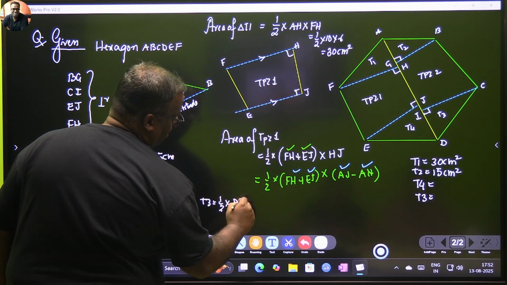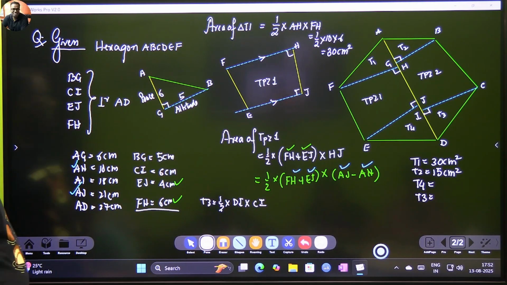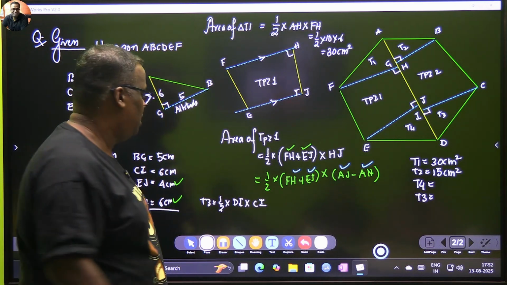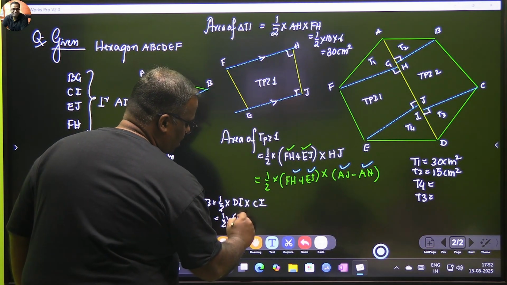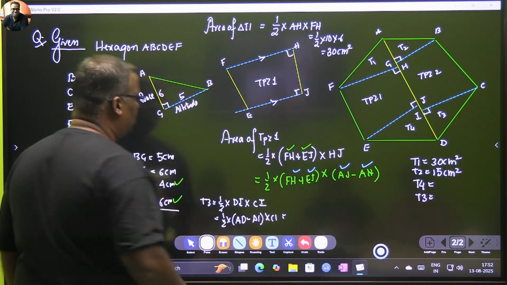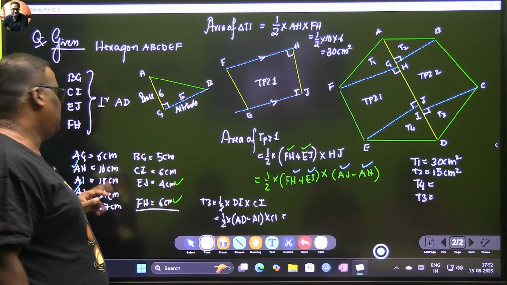DI into CI. The problem is CI is given to you, DI is not given to you. DI you have to find out. How would you find DI? AD minus AI. So half into AD minus AI multiplied by CI. So what are the measurements? AD is how much? 27. 27 minus 18.